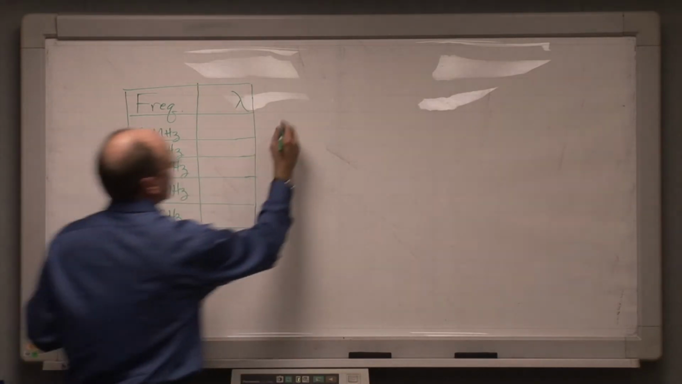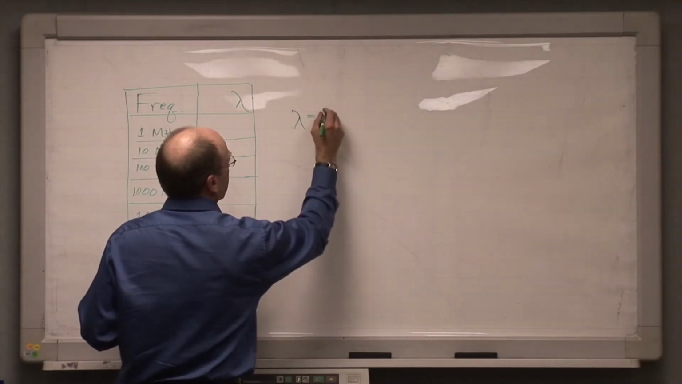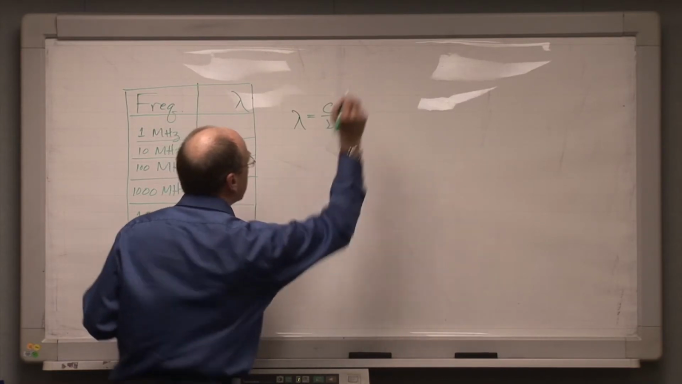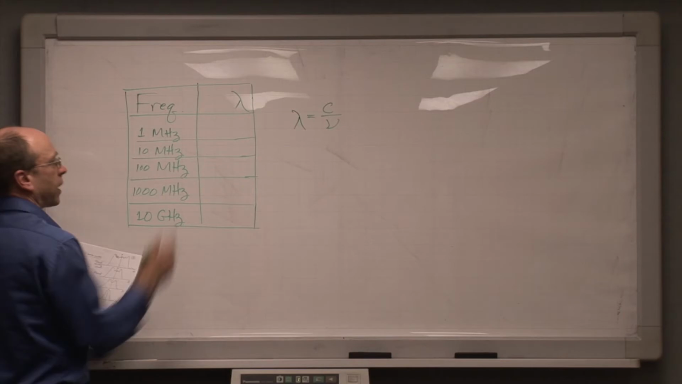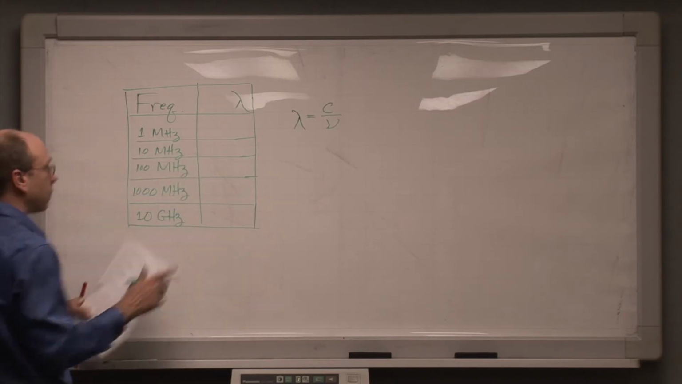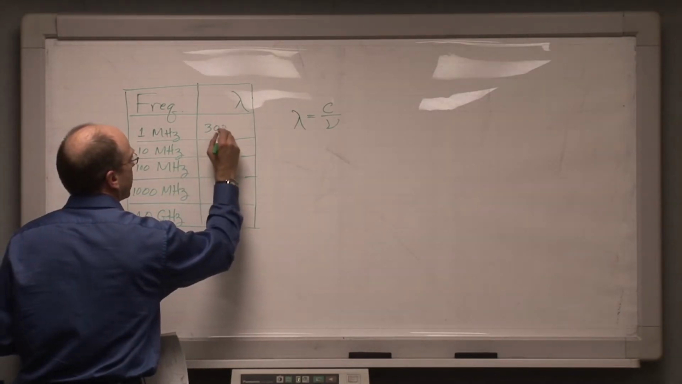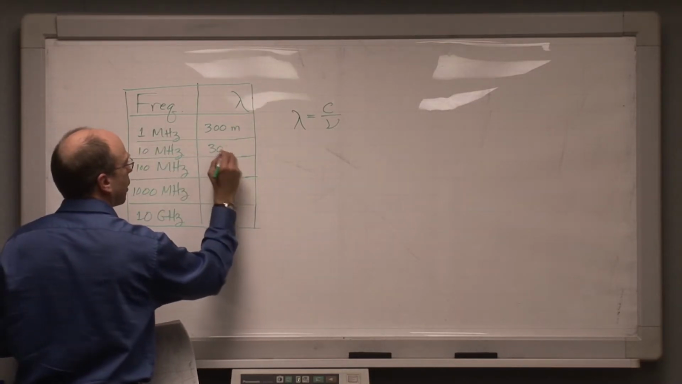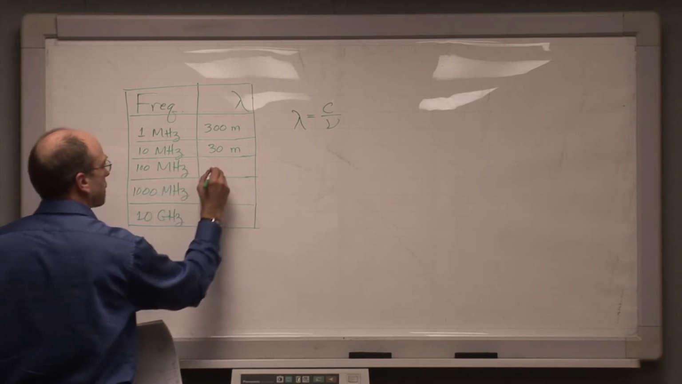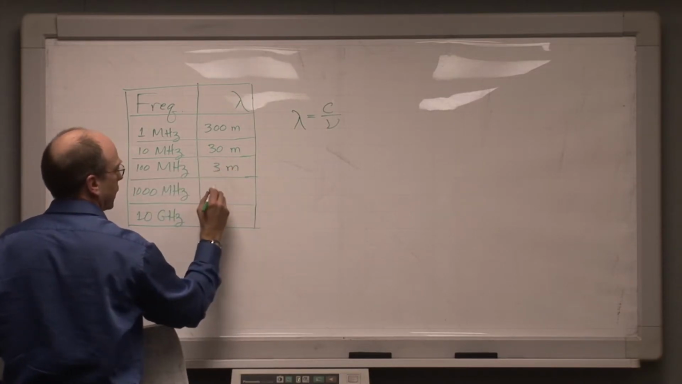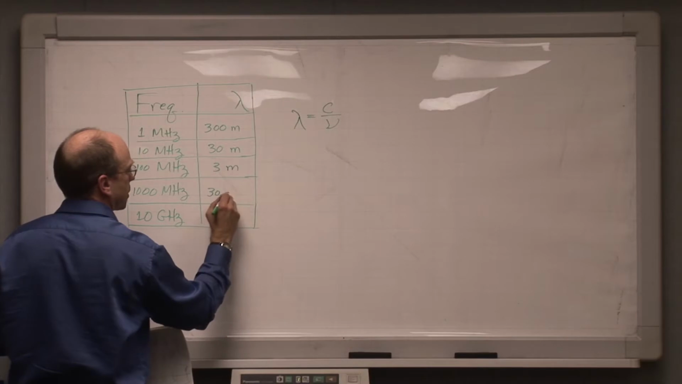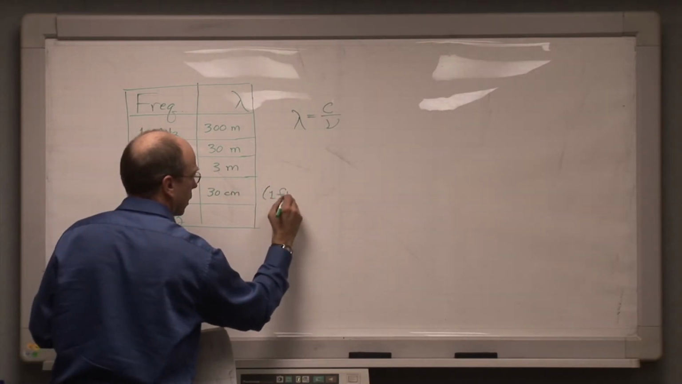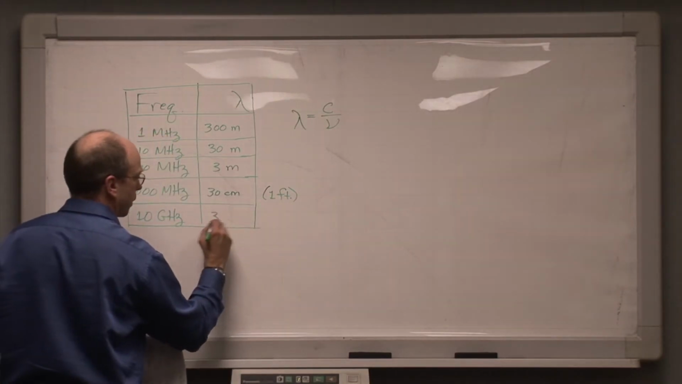So the wavelength lambda is going to be equal to the speed of light divided by the frequency, nu, in this case. Speed of light is 3 times 10 to the 8 meters per second, so 1 megahertz is going to be 300 meters in wavelength, and then I intentionally did this as a log progression. 30 meters, 3 meters, 30 centimeters, basically about 1 foot at this point, and finally 3 centimeters.